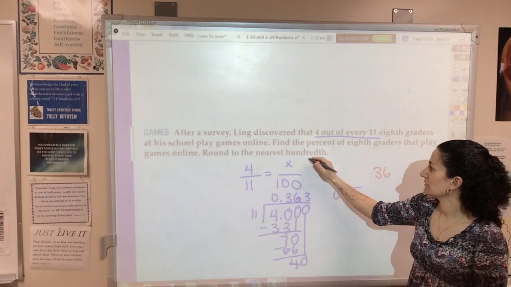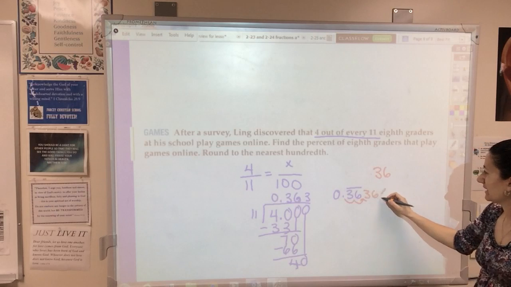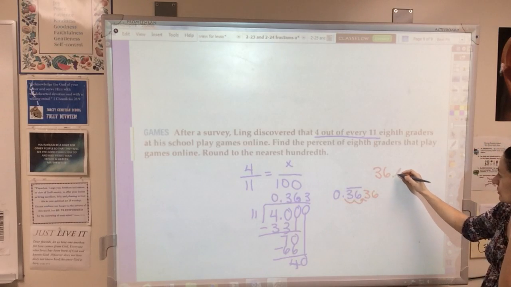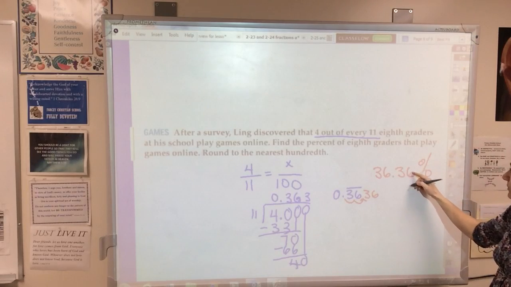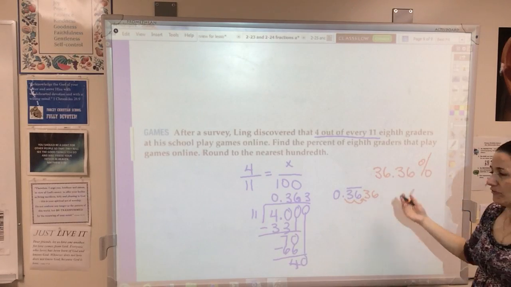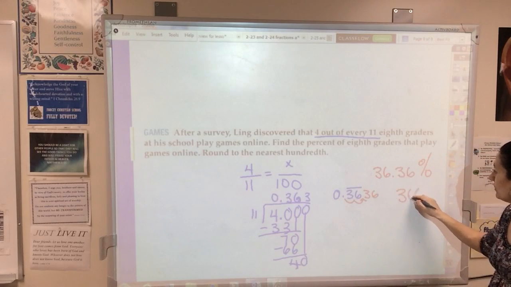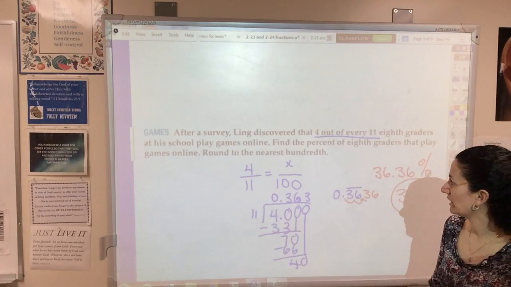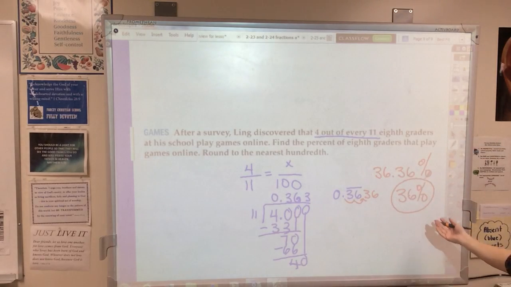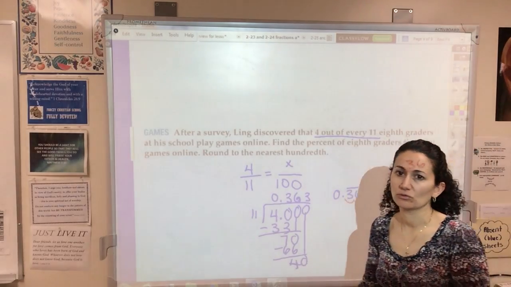Now it says round to the nearest 100. So technically this would be 363636, right? So it's 36.36%. That would be the hundredths place. For me, I'd be happy if you converted that to a whole percent. So if you put 36%, I would totally accept that as a reasonable answer to this question. So 36% of 8th graders play games online at his school.